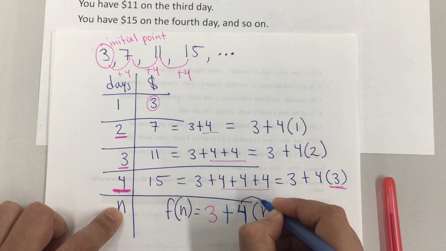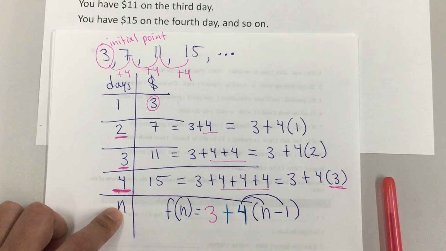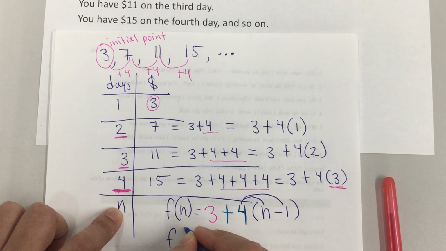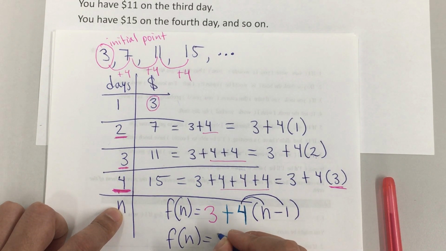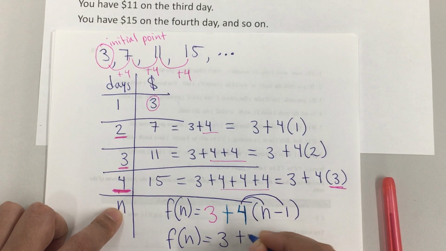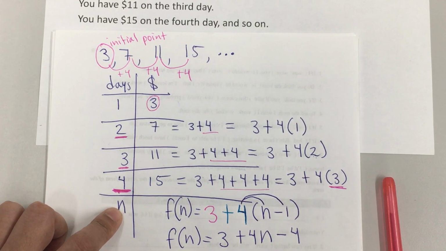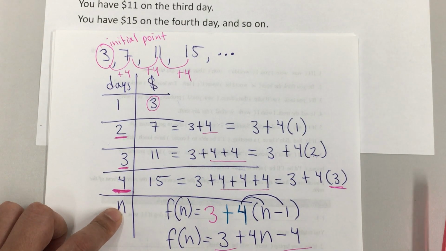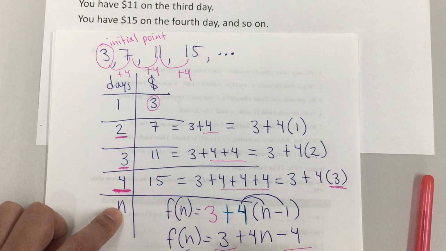In here we can definitely do distributive property. And then we start simplifying. f of n is equal to 3. Positive 4 times n is plus 4n. Positive 4 minus 1 is negative 4. We combine like terms and we get f of n is equal to 4n, 3 minus 4, negative 1.